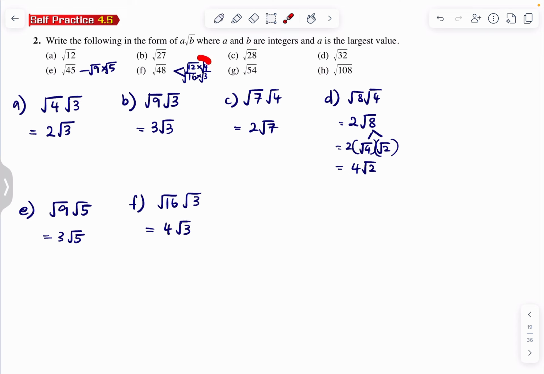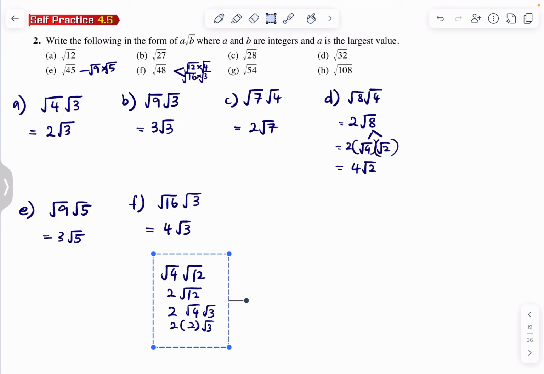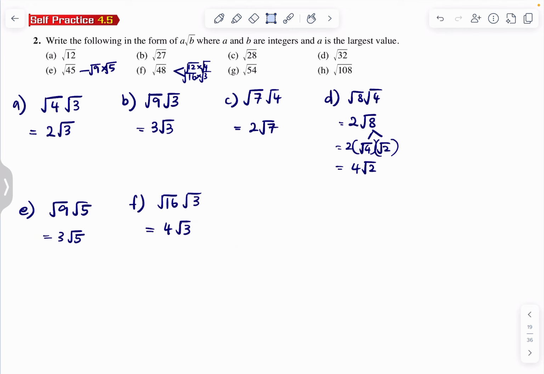If we choose 12 and 4, we will get root 4 times root 12. Root 4 is 2, then we get root 12. We can still continue doing the root 12. Okay, so root 12 will be root 4 and root 3. So then we get 2 times 2 times root 3, which will give us 4 root 3 again. Okay, but this is just a longer way. So we try not to do this. So when you are dividing, try to find the bigger perfect square.